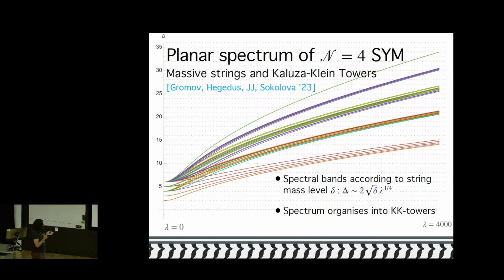And you can look at these plots and you can see that we have all states in N=4 super Yang-Mills below some bare dimension. That's not the focus of this talk. The focus of this talk is to look at what happens to these states as you go towards strong coupling.